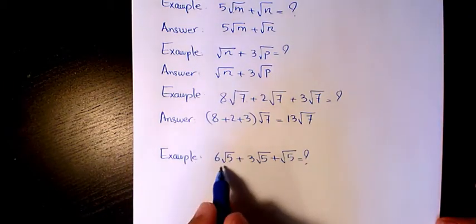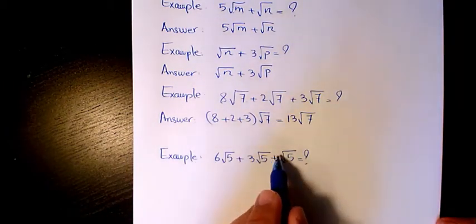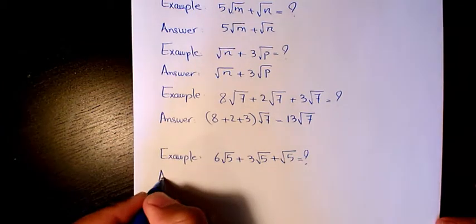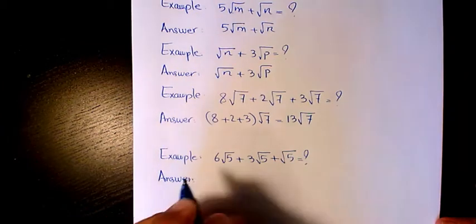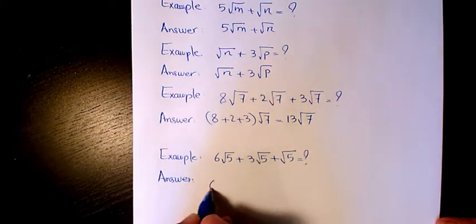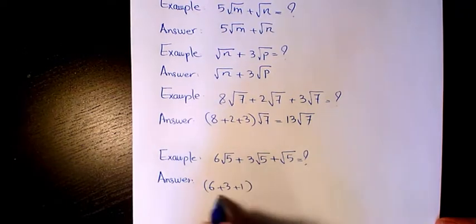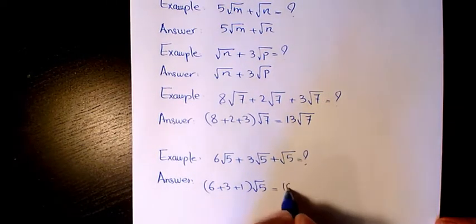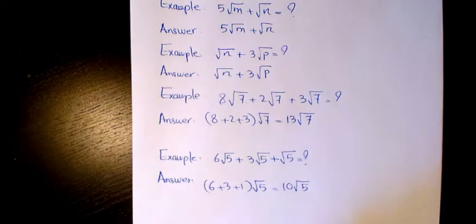Next example, 6 root 5 plus 3 root 5 plus root 5. They are all like terms. We have 6 plus 3 plus 1 root 5, which will be 10 root 5, which is the final answer.